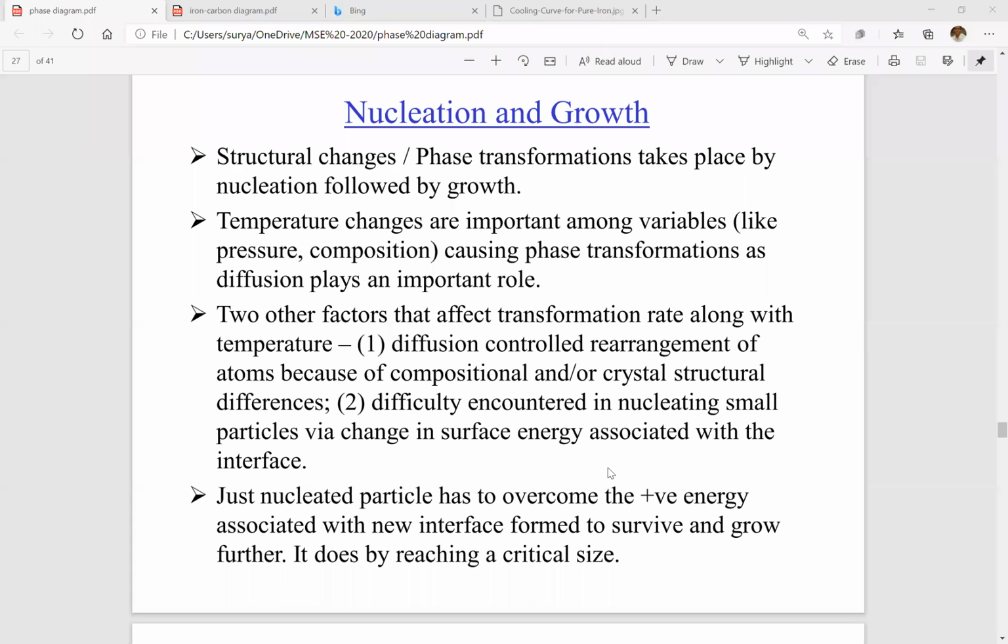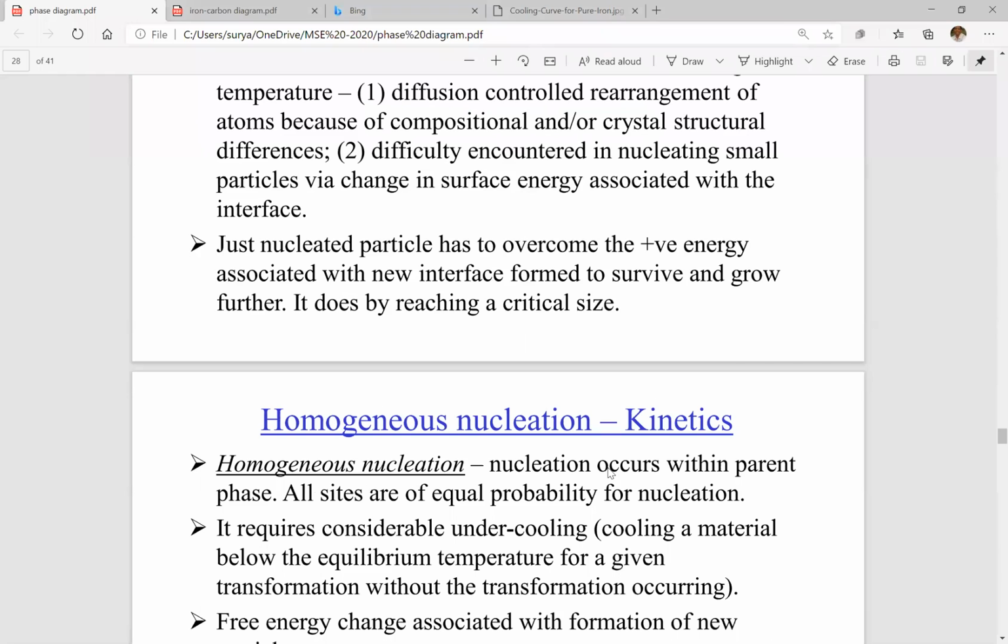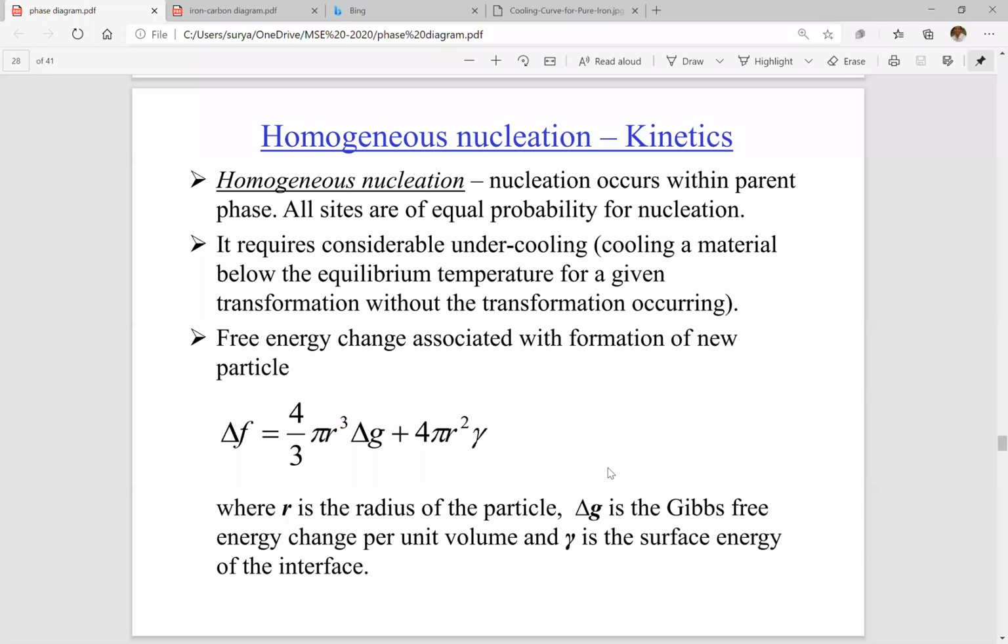So we'll continue. The main factor is that we have to overcome the positive energy associated with the new interfaces. If you look at nucleation, there are generally two types: one is called homogeneous nucleation and the other is called heterogeneous nucleation. Homogeneous nucleation, or we can say that is the kinetics. What do we mean by the term homogeneous nucleation?